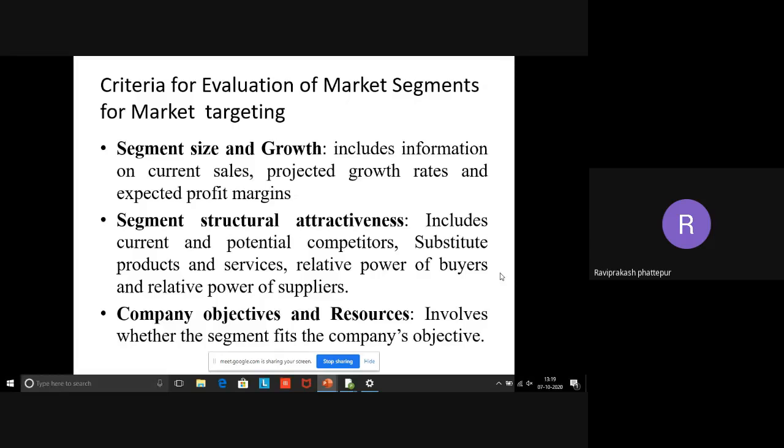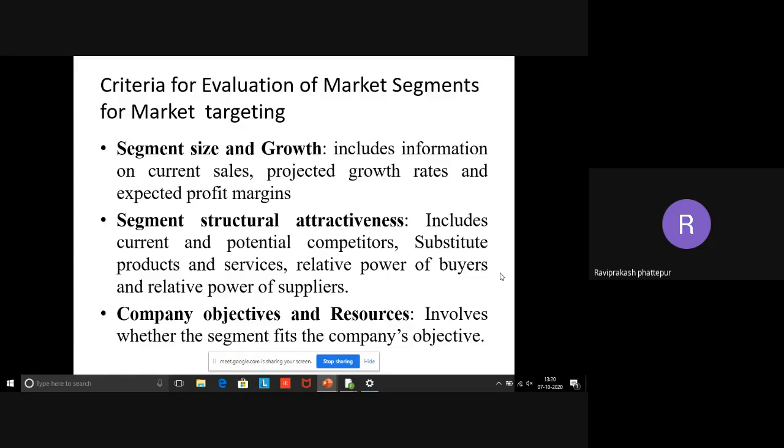Next is segment structural attractiveness. This includes the current and potential competitors, substitute products and services, relative power of buyers and relative powers of suppliers. So basically, a major part of your Porter's five forces model we are looking into here. Who are the current and the potential competitors? Is the market saturated, or is there any scope for new entrants, potential competitors, substitute products as well as services, and the relative power of buyers and the relative powers of suppliers? Very important again. So these things you have to take into consideration.